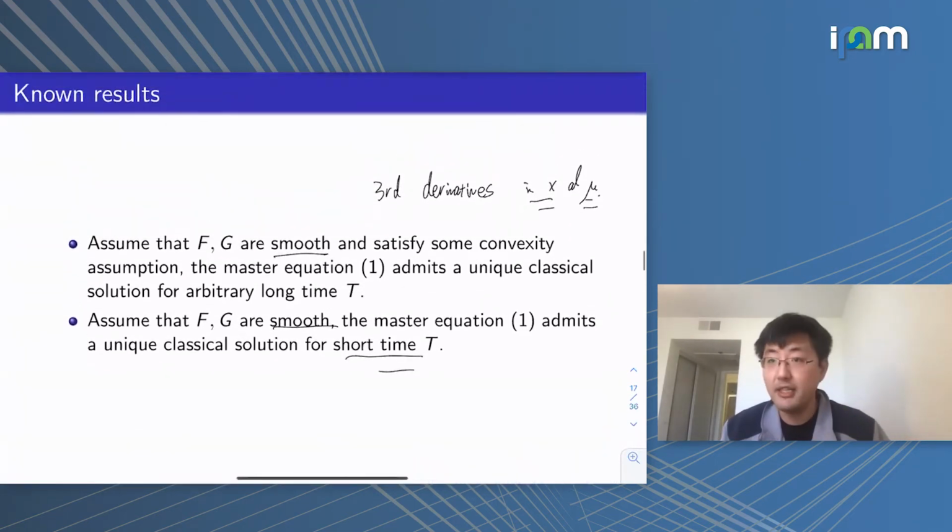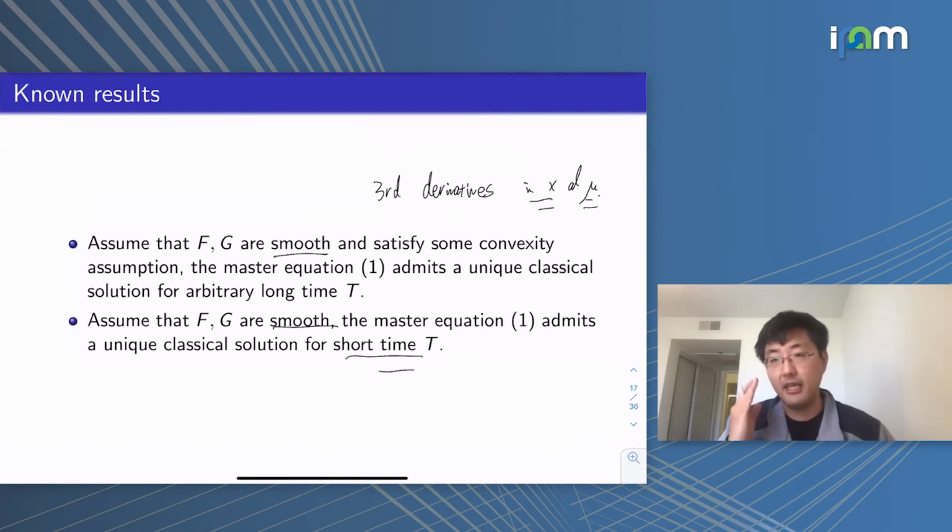If you go back to this summary, there are two ways you can relax the assumptions. One way is you assume f and g are less smooth, and then you do not expect to have smooth classical solutions. And then there is a much more difficult way, which is you do not assume the monotonicity assumption, and you still want to define some weak solutions and show the wellposedness.